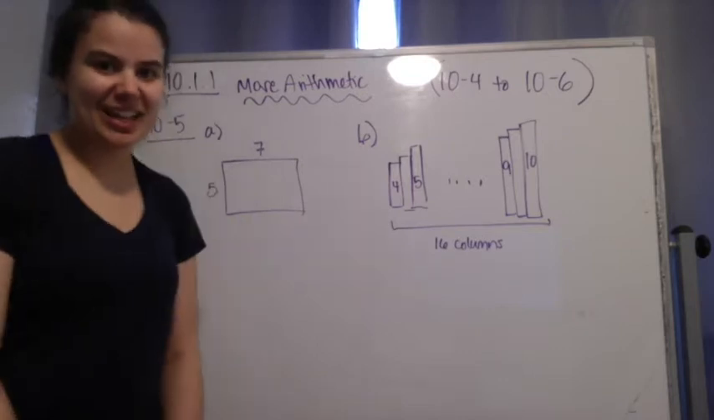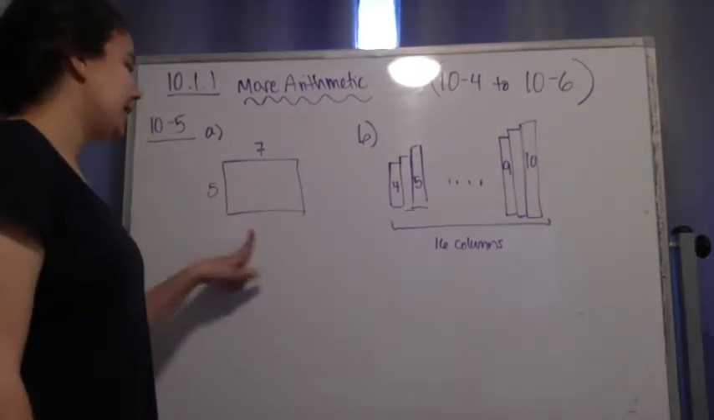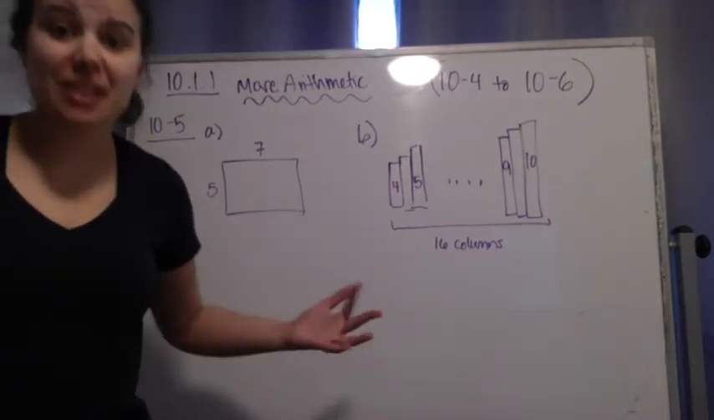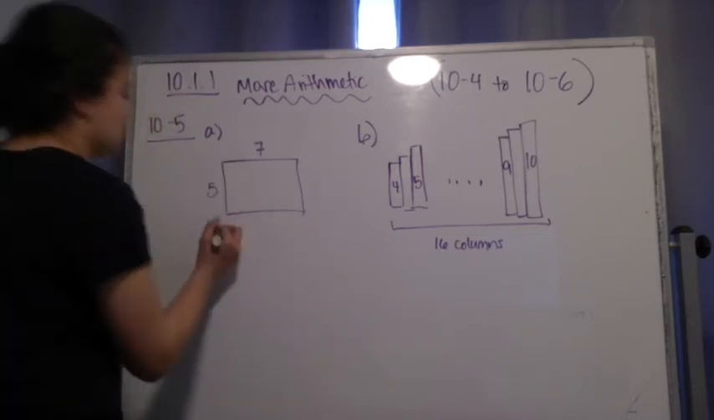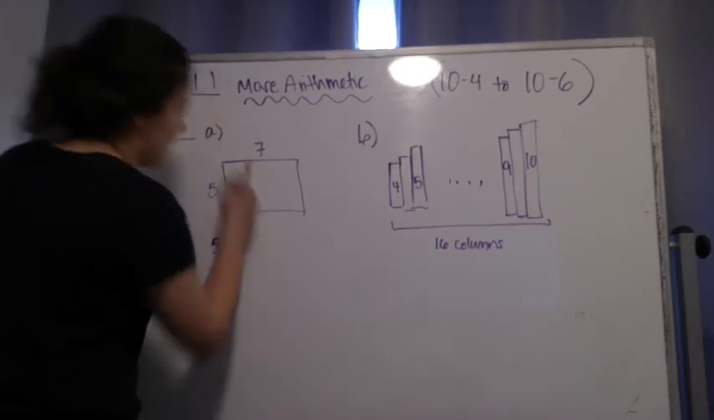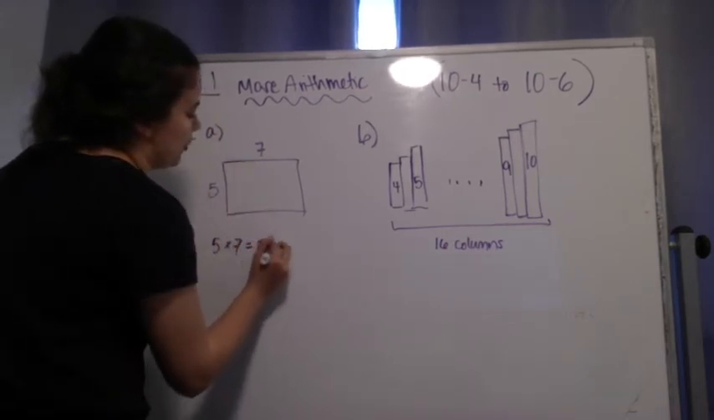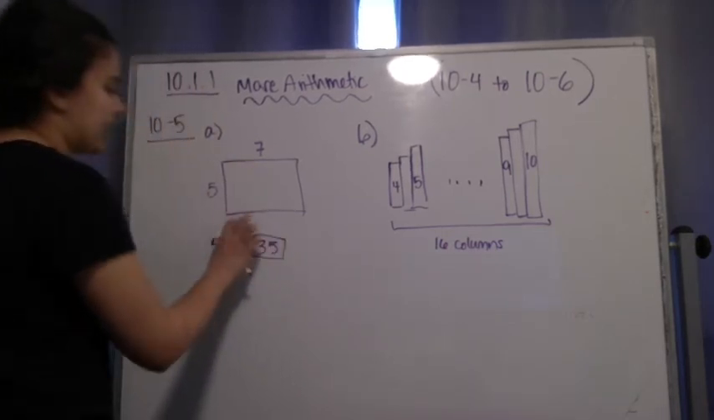Alright, welcome back. Let's go over A and B. Part A is just a 5 by 7 rectangle, right? So how do we calculate that? Well, we take the height of the rectangle, 5, multiply it by 7 to get 35. Remember, we have to add together all the values.